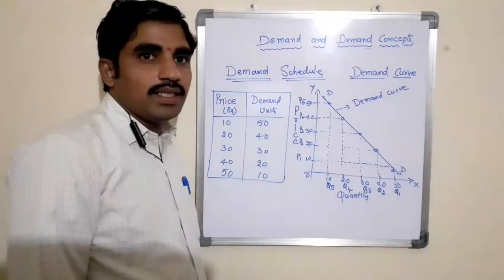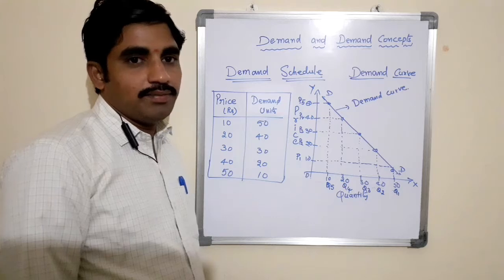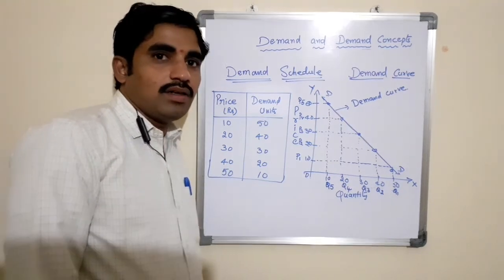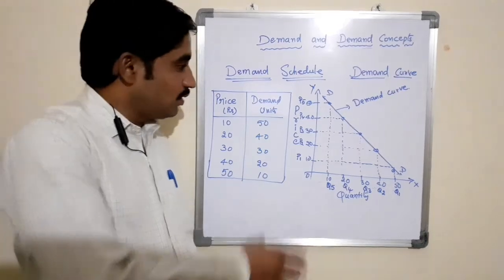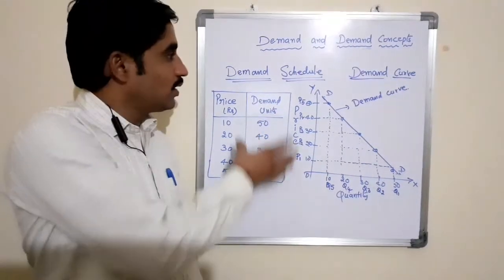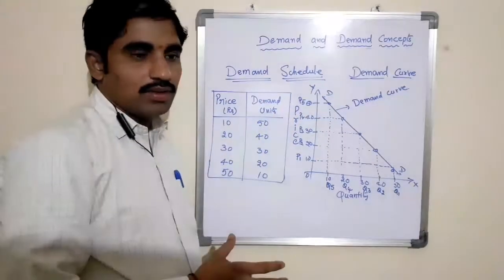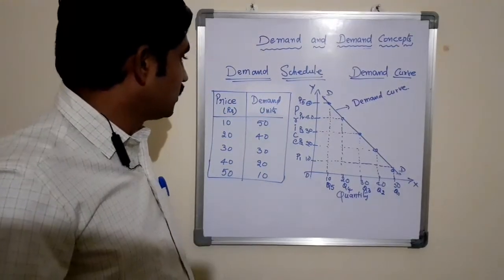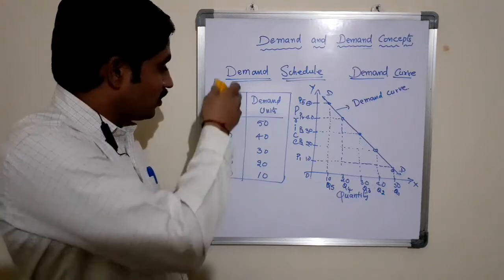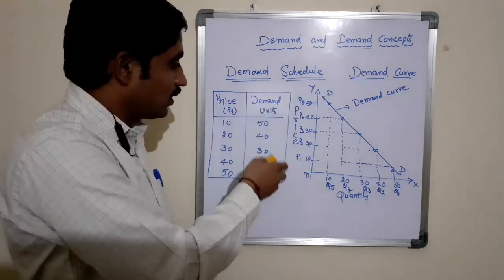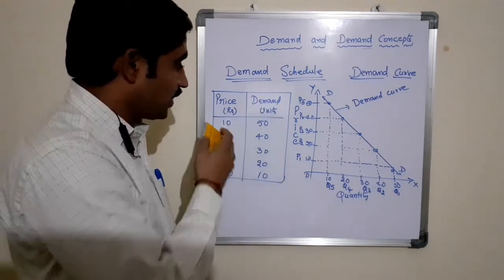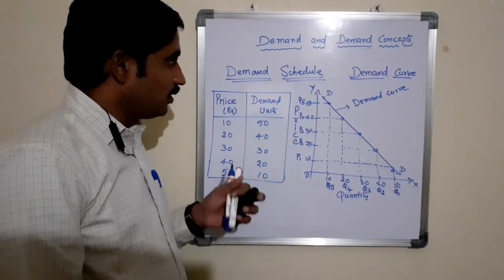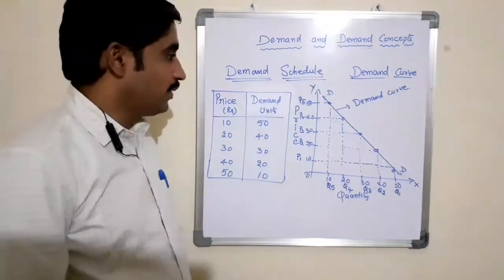And coming to the determinants of demand and the demand function. So here determinants of demand are the factors. So I think this is clear. What is demand schedule and demand curve? Demand schedule is the tabular format which reveals all the information about the prices at different levels and quantity demanded at different levels with the corresponding prices. Demand curve is the graphical representation of the demand schedule.